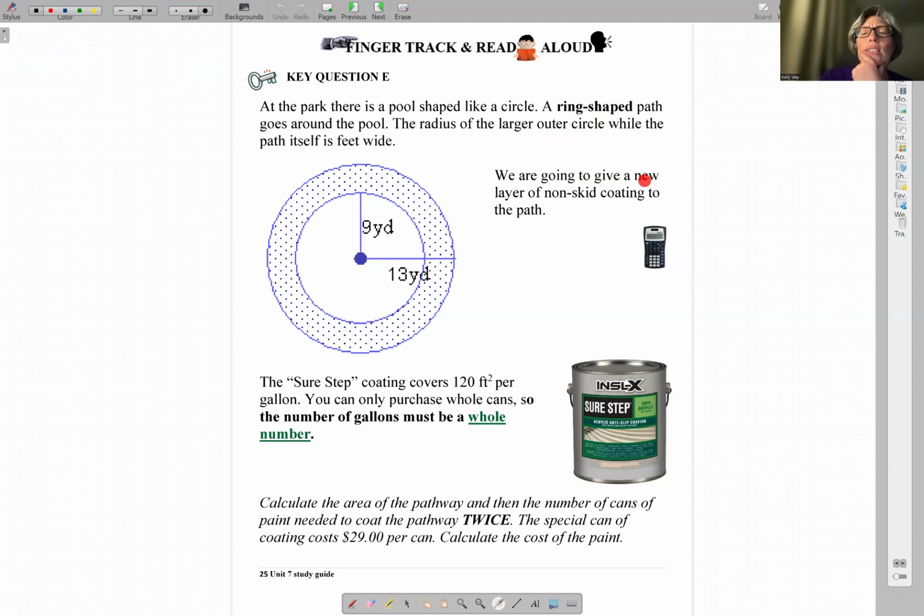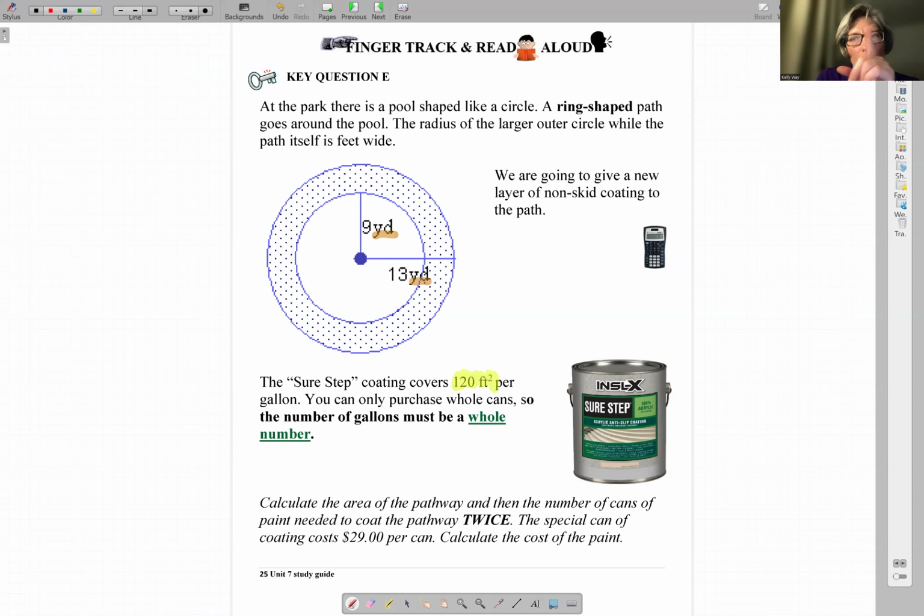We're going to put a non-skid coating on the path. The SureStep coating covers 120 feet squared per gallon. You can only purchase whole cans, so the number of gallons must be a whole number. Watch this carefully: the cans cover feet squared, and yet the units involved are yards squared.